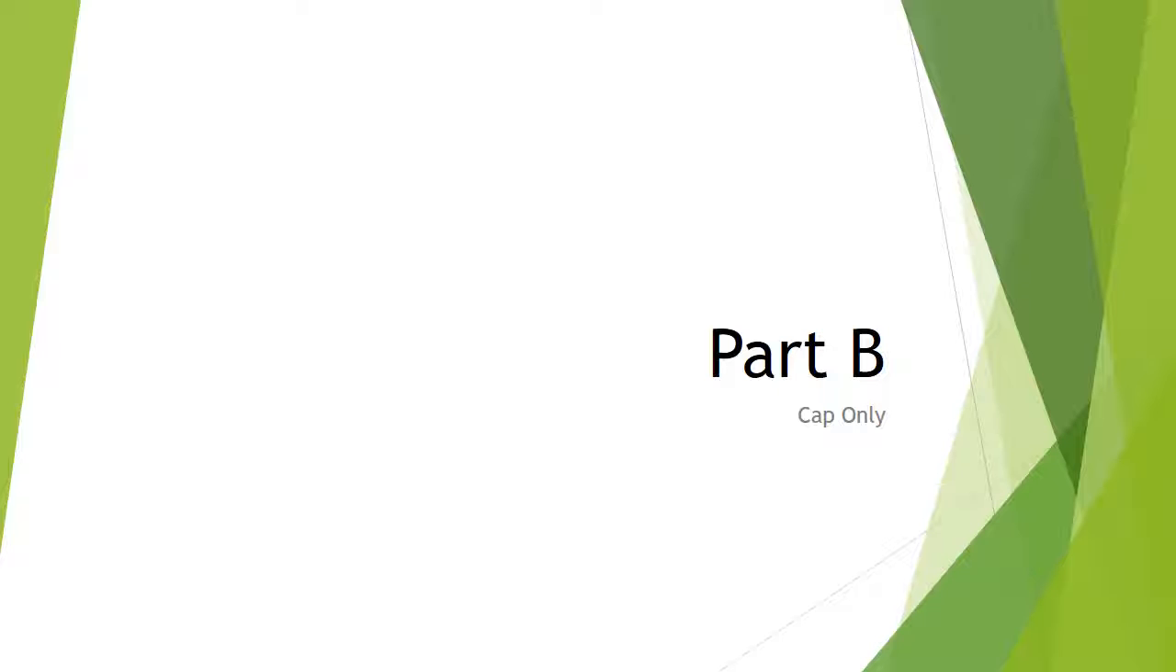This is our second alternative, Part B. This will consist of the cap only. The cap consists of an impervious cover larger than the limits of the actual landfill. So this will prevent any surface water from draining through the ground into the waste area.